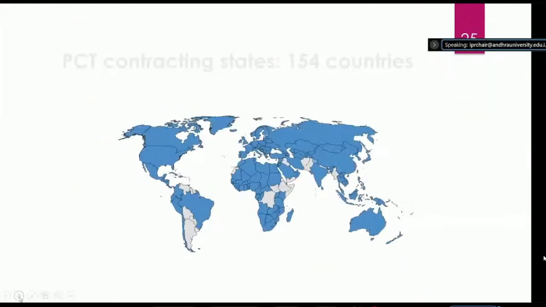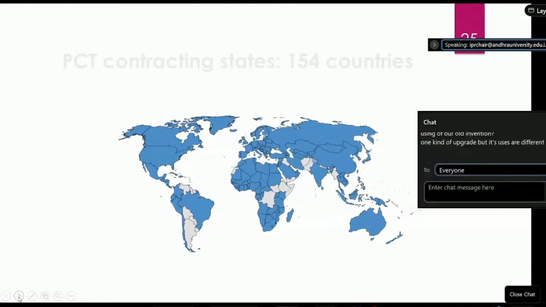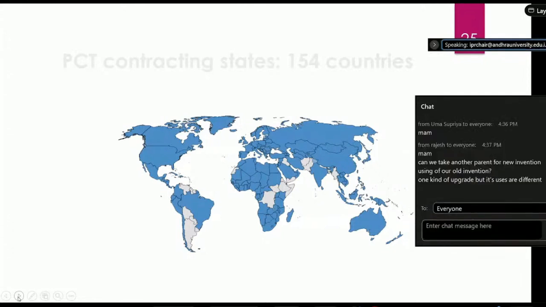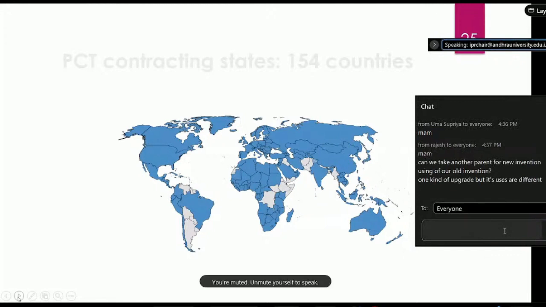These are the PCT contracting states. There are 154 countries. You can see that Myanmar is not there in PCT. Most of our neighbors like Bangladesh, Nepal, Bhutan, Pakistan, Afghanistan, all these countries are not there in PCT. So if you want to file in maybe Pakistan or Nepal, you have to go through Paris Convention, not through PCT. And you can see Argentina is also not there in PCT. So some countries are not there in PCT. If you want to go to those countries, you have to go through convention route.